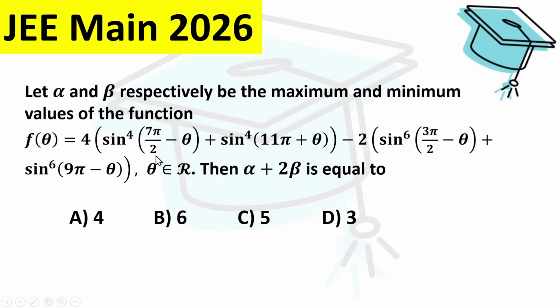At first glance, these powers of 4 and 6 combined with large angles like 11 pi and 7 pi look like a nightmare, isn't it? To find its maximum and minimum value, that is alpha and beta, we need the range of this function. But before we touch the range, we must simplify this monster into something manageable. So let's think sharp and break it down.